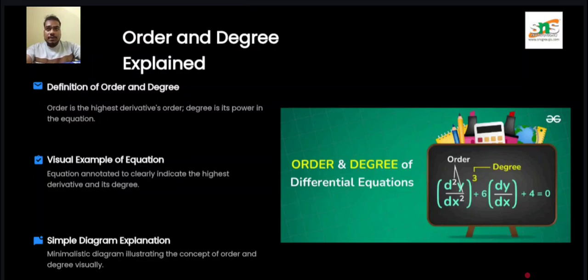If the equation contains only the first derivative, it's a first order equation. If it goes up to the second derivative, then it's a second order differential equation, and so on. So basically, order is all about identifying how deep differentiation goes.